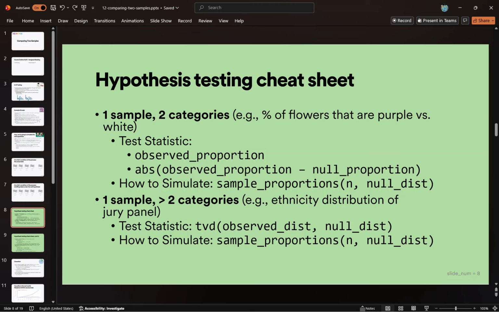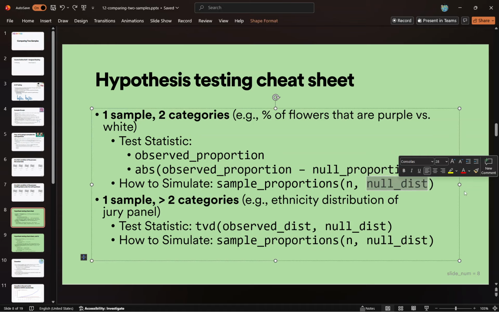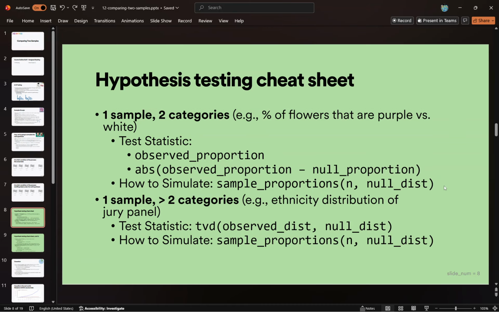And then the way that we simulated our garden was we planted just as many flowers, and we used our assumption from the null hypothesis, like it really was a 75-25 split. So that's kind of how that one worked. You just come up with a number and you simulate. Okay, you got 2 categories for your one sample.